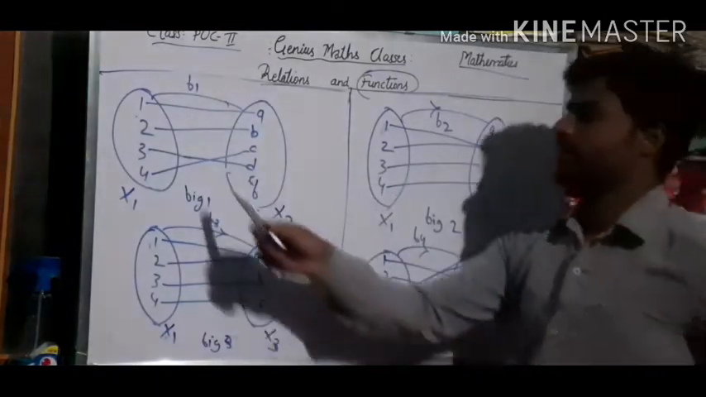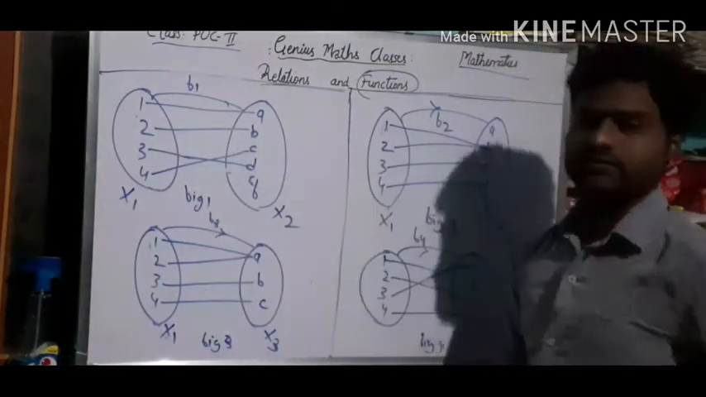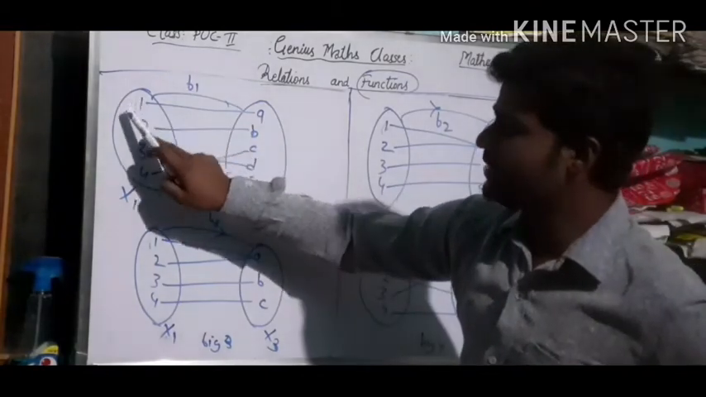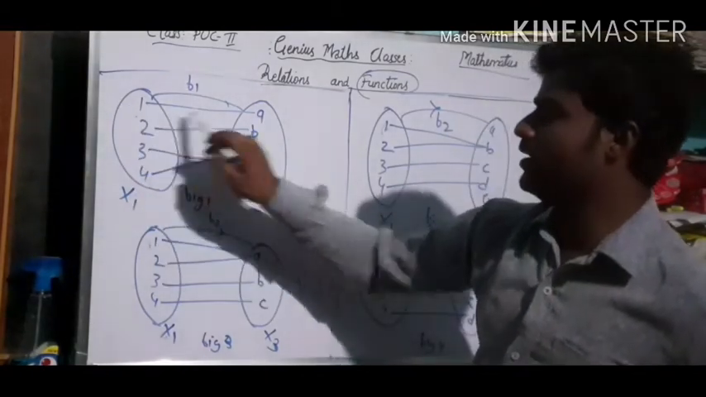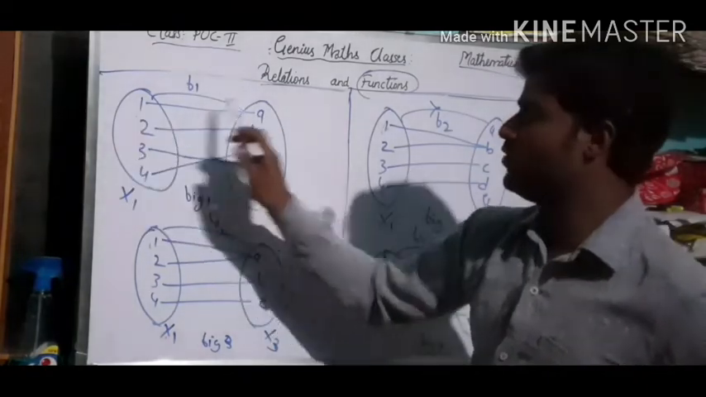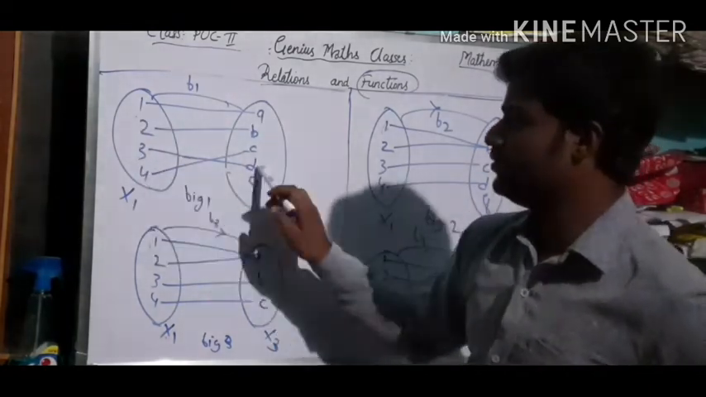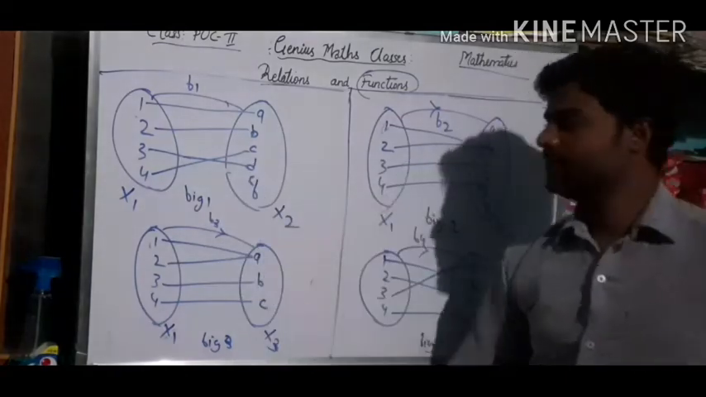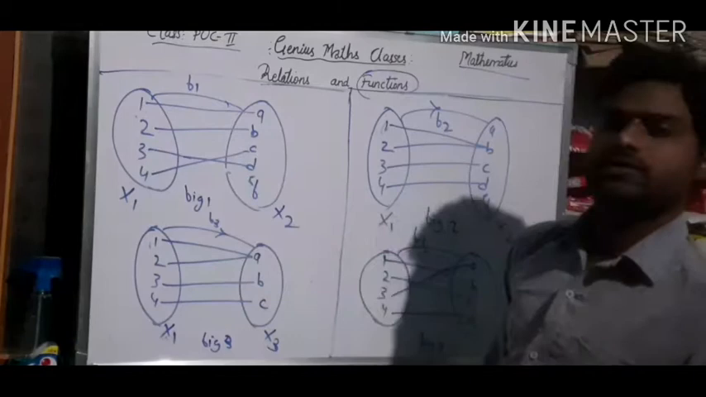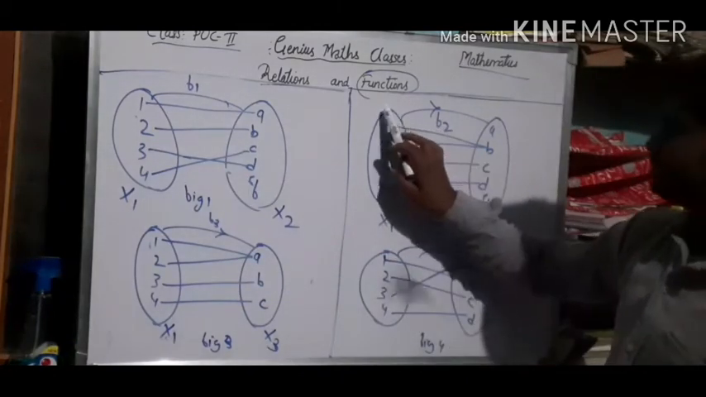Here in this function F1, is this a function? Because every element 1, 2, 3, 4 is mapped to a unique image: 1 and 2 to A, 3 to D, 4 to C. It is all mapped to unique images. This is a function.